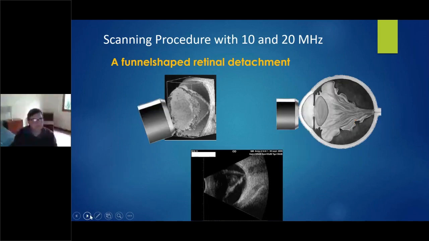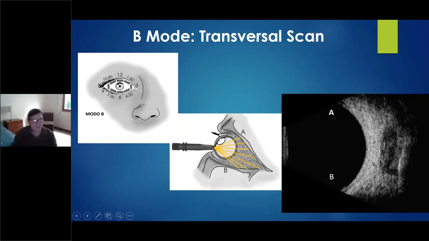This is the transversal scan. There are many positions, and look, the probe is always parallel to the limbus, and then you can see superior A because there's a white mark here, and inferior B.